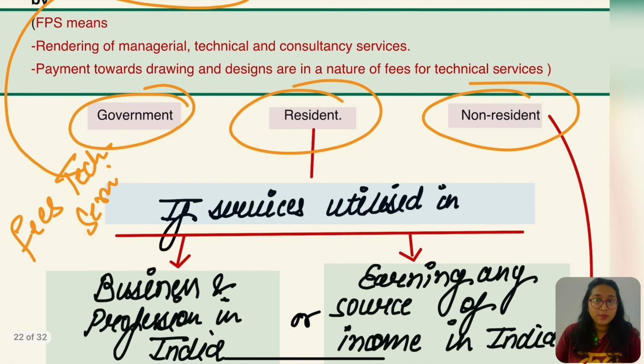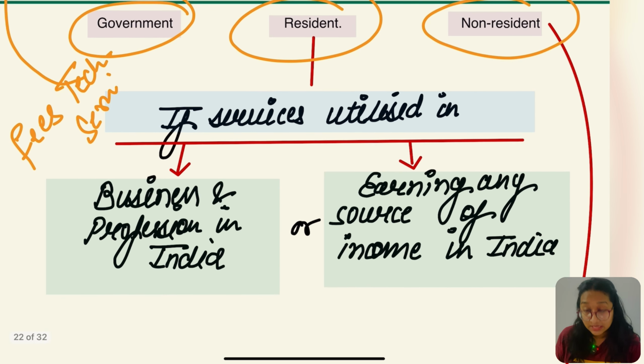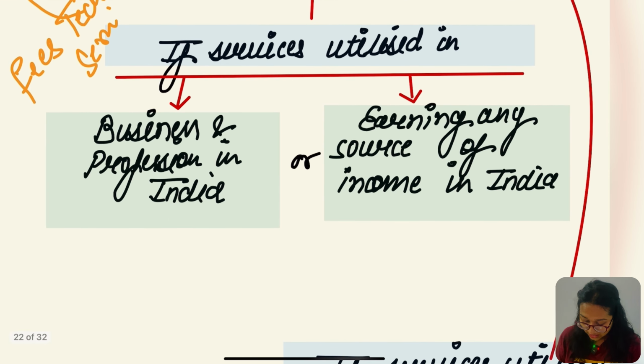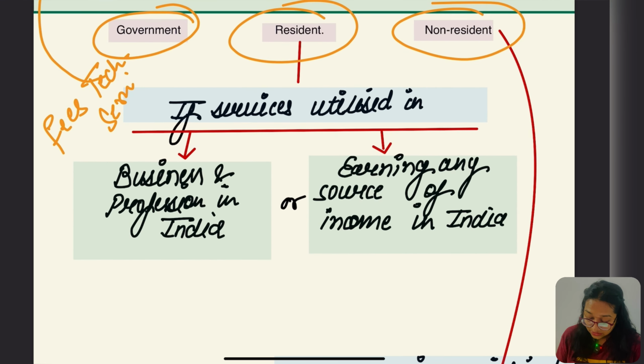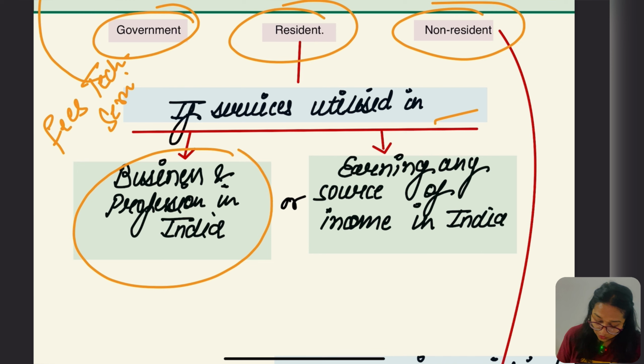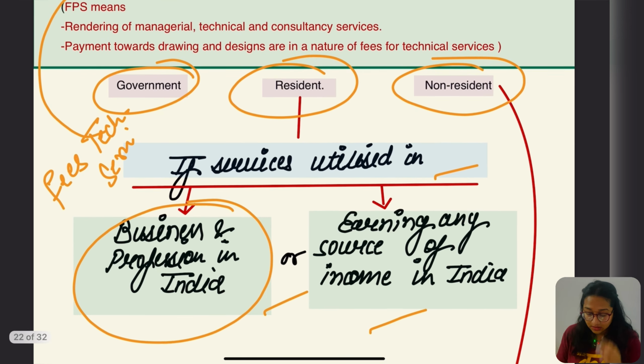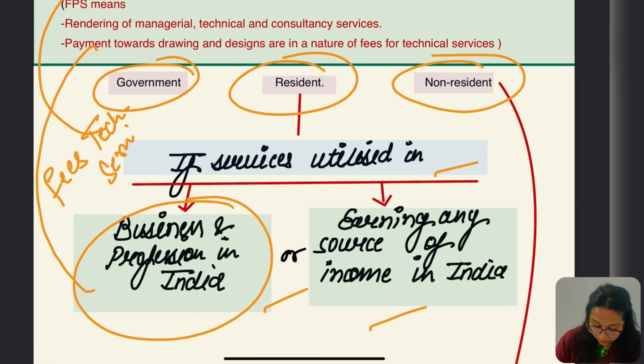Okay, interest income, royalty, fees for technical services. If it is paid by government, 100% it is going to be deemed to be earned in India. In case of resident, let's check whether it is similar to the other remaining points or not. In case of resident, if the service is utilized in business and profession in India, or earning of sources of income in India, and from this the resident is earning fees for technical services, then that income would be deemed to be earned in India. Hope this point was clear to you.